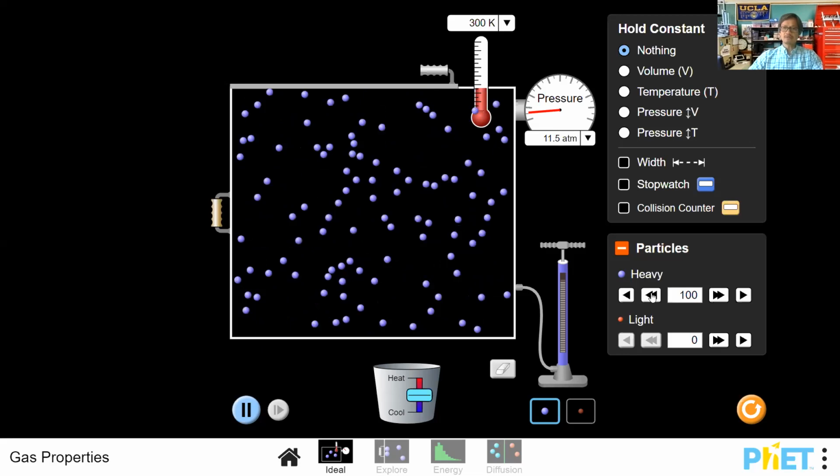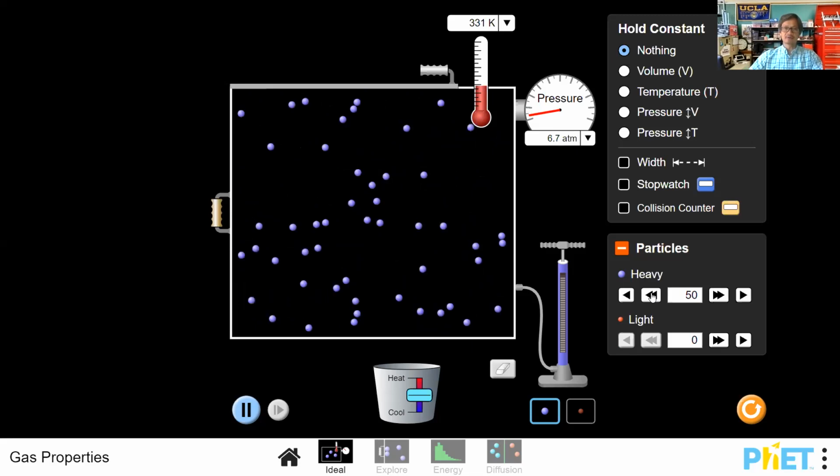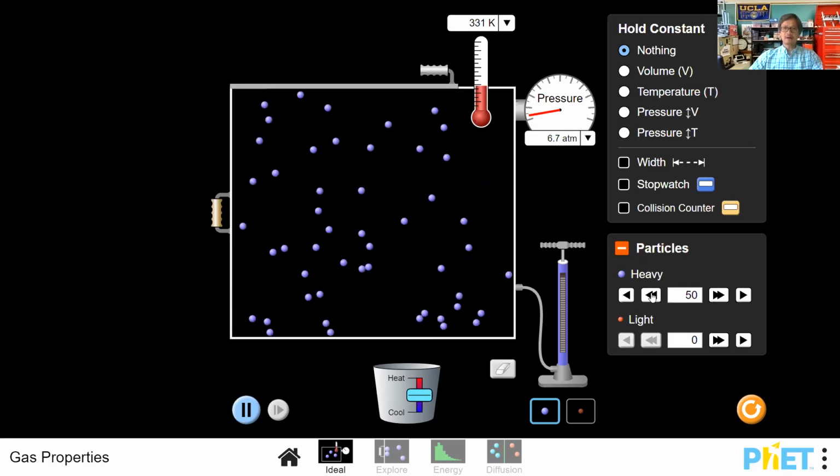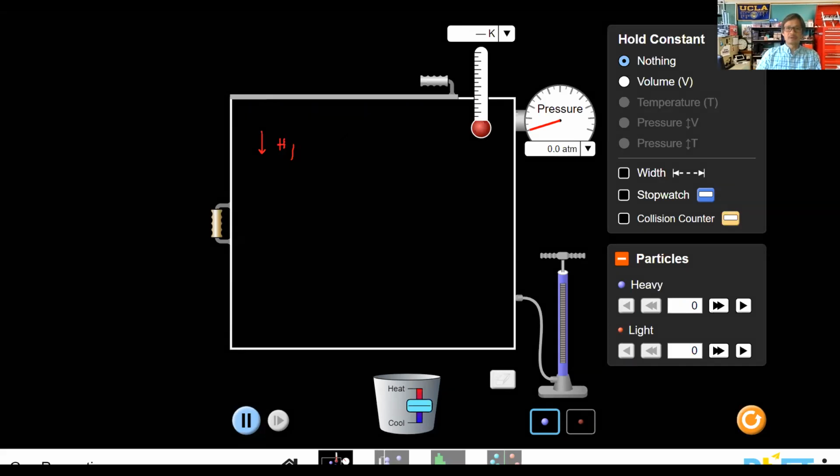So what if we start taking away? I took half of the particles away at that point, and then now I'm going to take the rest of it away. Well, look at that, folks. What happens here is that the pressure changes with the number of particles. If you notice, as we decrease the number of particles, what that leads to is a decrease in the pressure.